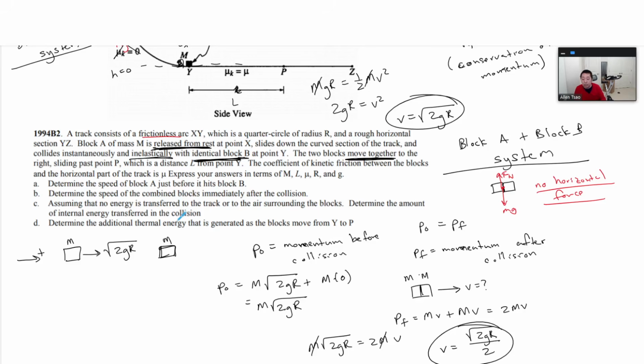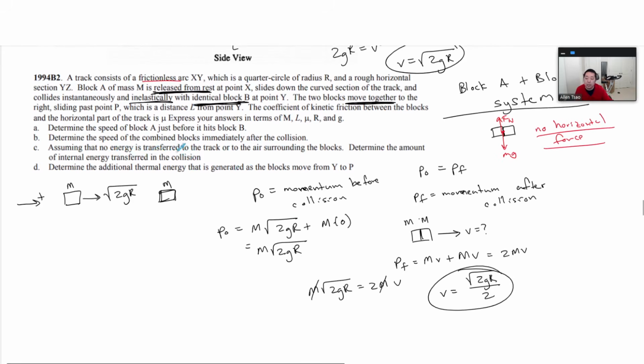And in a collision, we want to talk about whether or not there's any loss in mechanical energy. Any loss of mechanical energy has to be converted to some other form of energy. That could be heat, but they're saying no energy is transferred to the track or surrounding blocks. That means the energy has to just go into the system internally somehow. So in this case, what is the energy transfer? If there's a difference in the mechanical energy, that energy had to go somewhere, to the internal energy of the system.